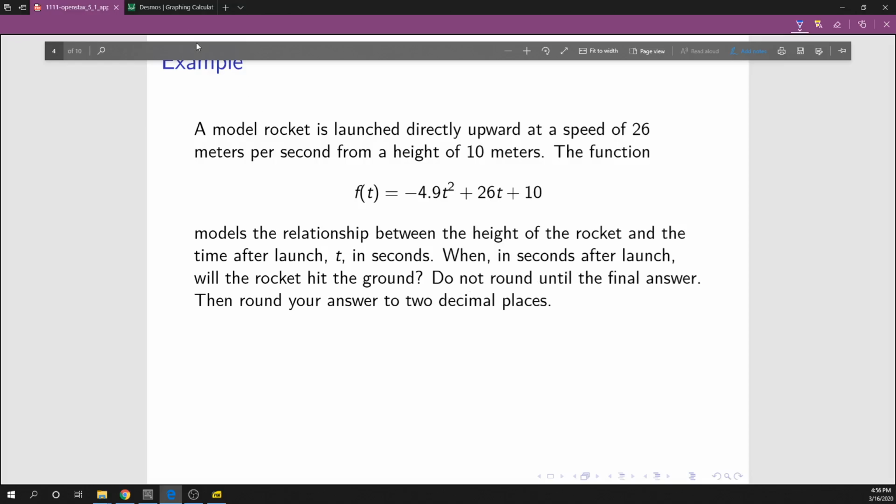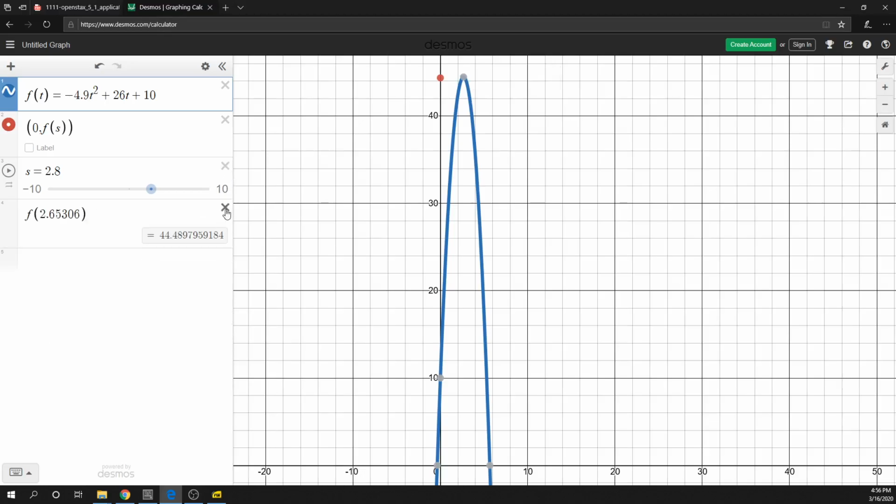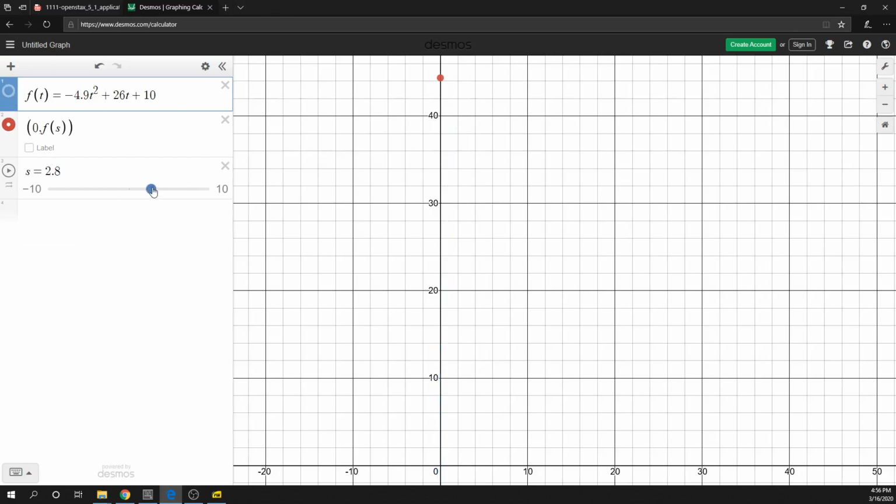Okay, so if we go back to our example here, I'm going to clear this stuff out. So we're starting at time 0. The rocket goes up, and it comes back down. And the height of the rocket when it reaches 0, that one a little past. I can only get so close in Desmos. Let's see.